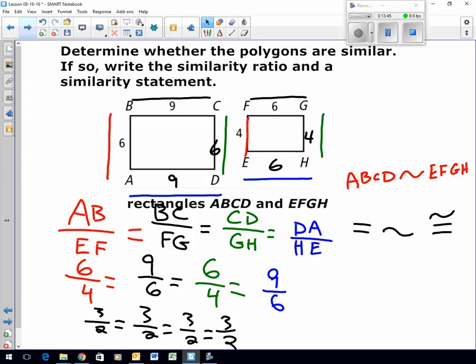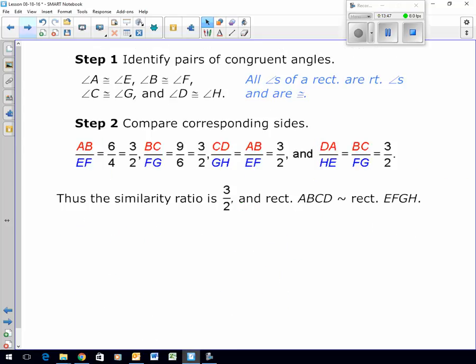All right. Here are the steps involved in what I just did. We didn't talk about congruent angles because we haven't talked about properties of rectangles. Rectangles have how many angles?